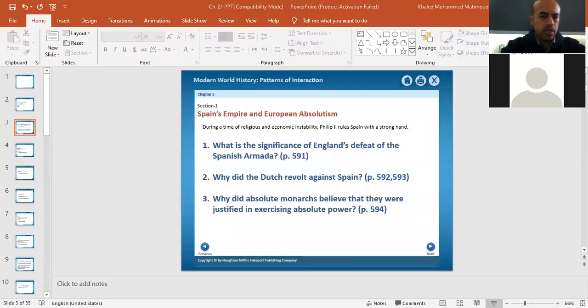Elizabeth had supported Protestant subjects who had rebelled against Philip. However, his fleet was defeated. Although this setback seriously weakened Spain, its wealth gave the appearance of strength for a while longer.